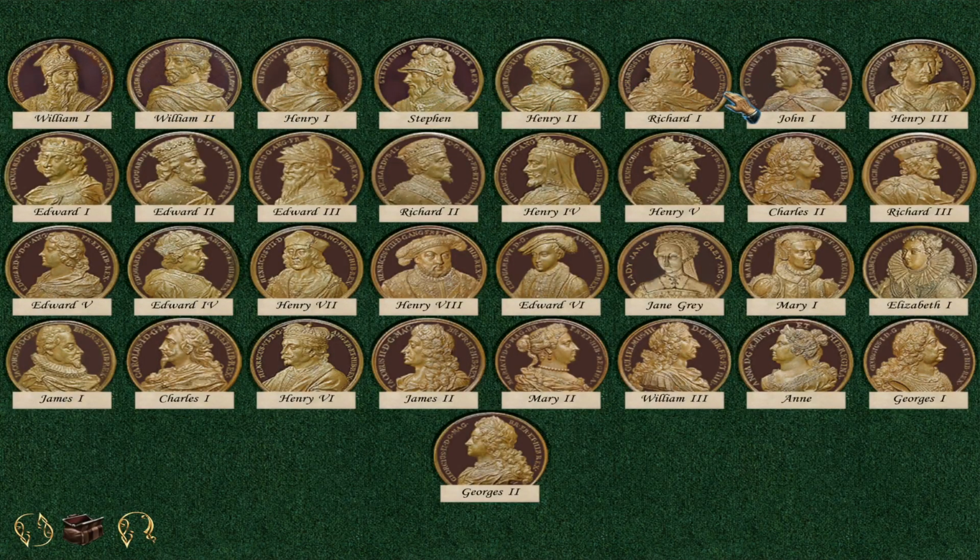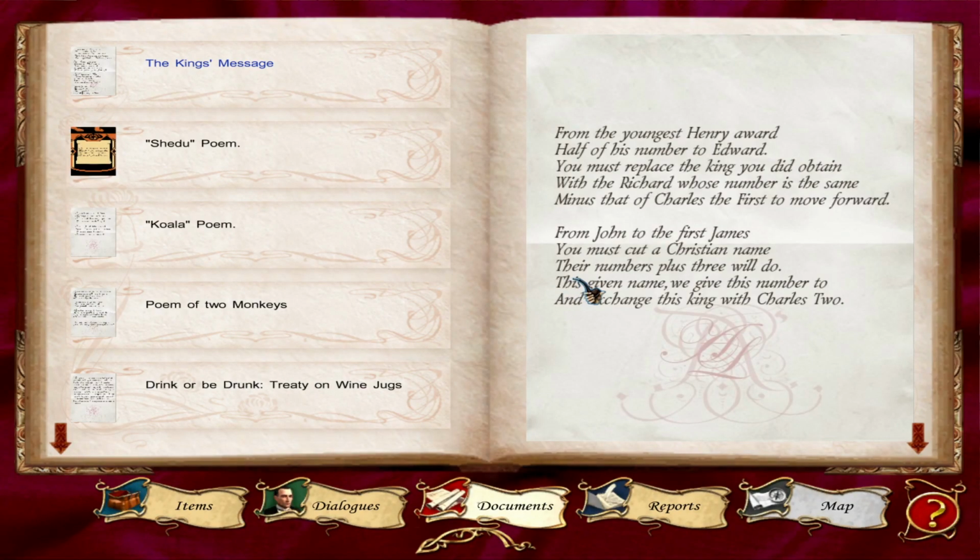Okay. Richard 1. I guess it's easier to go backwards. All right, so William III, and Richard III. Okay, so they both have 3. There are 3 Richards and 3 Wills. And what is the next step of that? Down again.